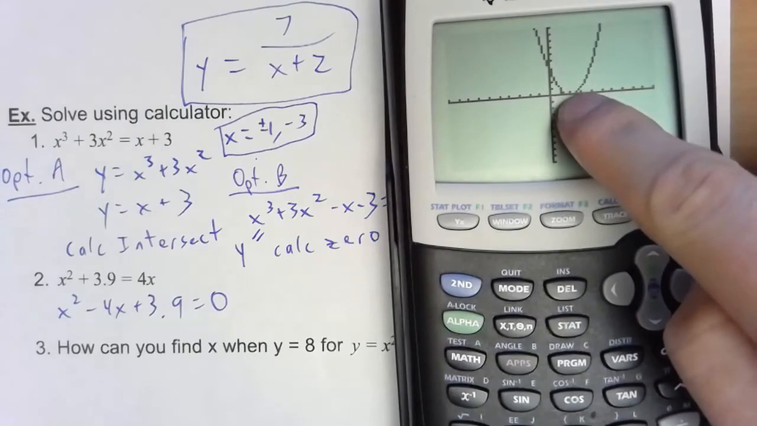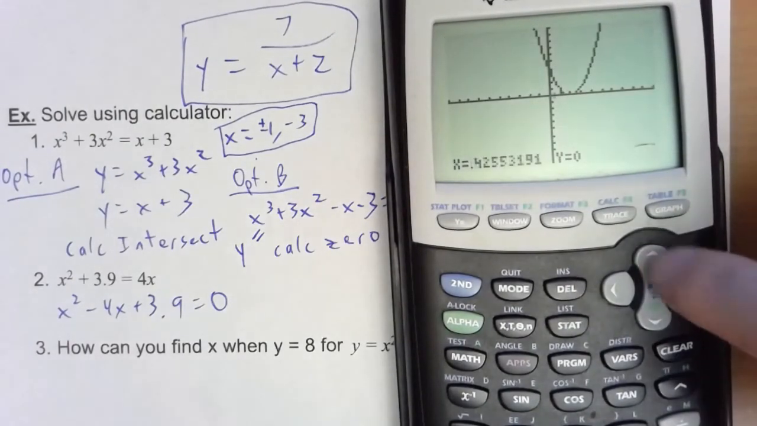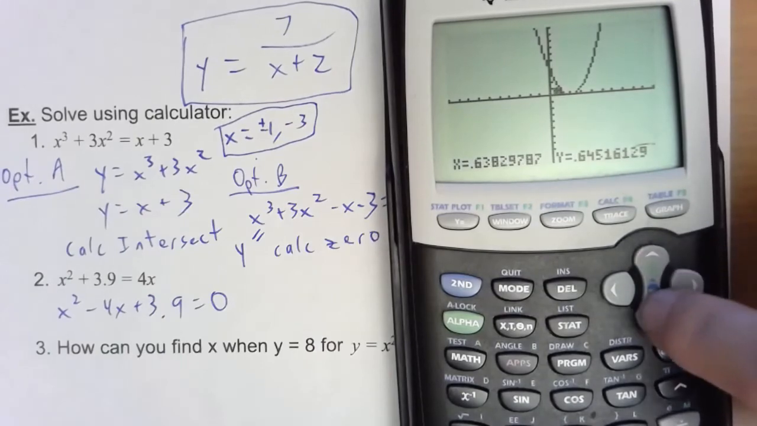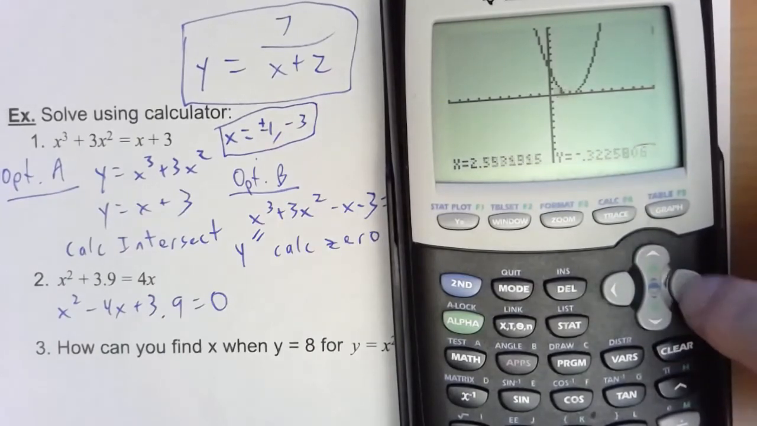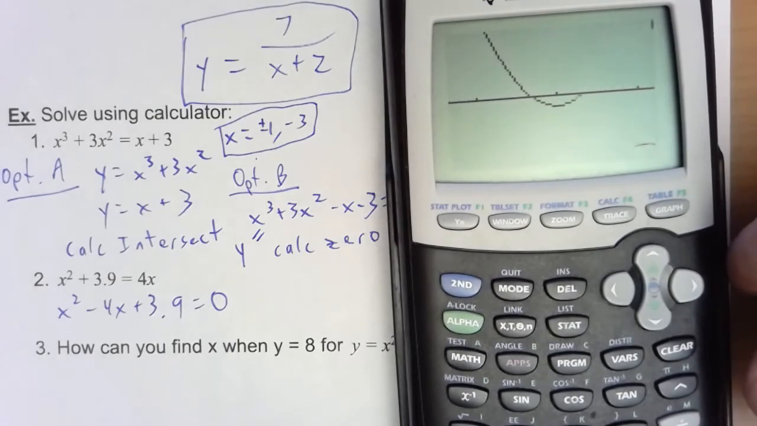You could use a zoom in, move the cursor over to here, zoom in. I would do a zoom box. Let's do zoom box. Let's draw a little window right around here, right around where it is either touching or crossing the x-axis, and let's see what happens. Hit enter. Take a look at that. It does cross the x-axis twice.